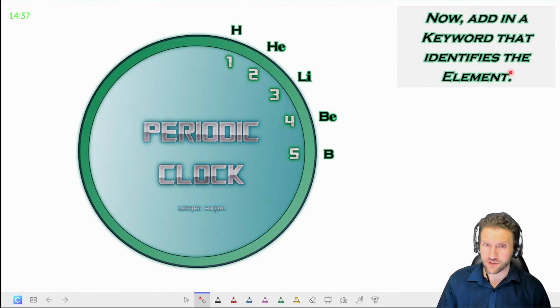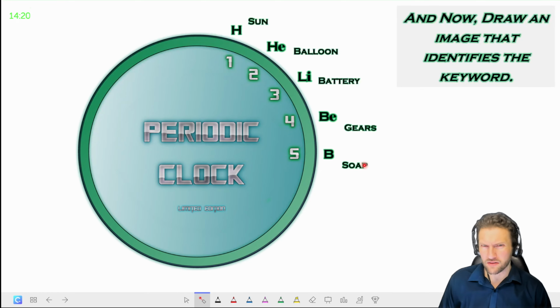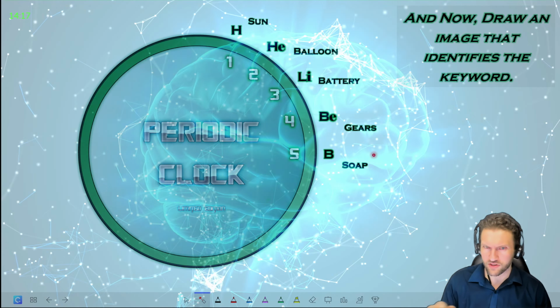Now, key thing to do next is to add in a key word that helps us to identify each abbreviation. Okay, this gets interesting, but we'll go for the obvious. Sun, balloon, battery, gears, and soap. Well, that's kind of convenient. Should we add more? Let's add another layer. We're really pushing this memory thing.